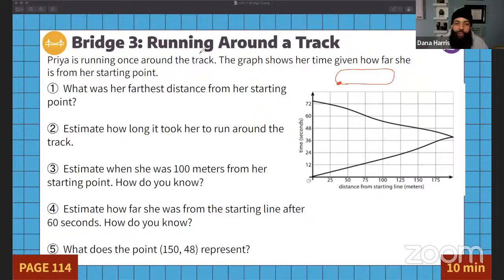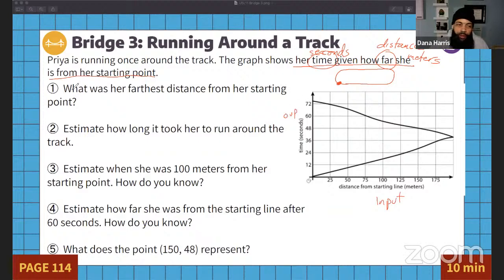But notice it says the graph shows her time given how far she is from the starting point. So far, which is distance, time, okay, and distance is in meters. All right. And then time is in seconds. Notice they have distance on the independent axis this time, on the x-axis. All right, so this is input and this is output.